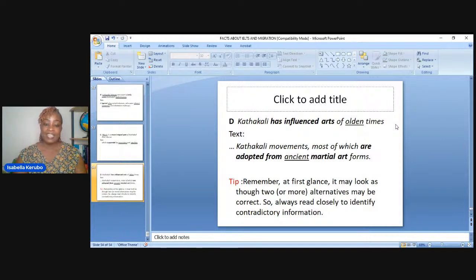All right. And one thing you need to remember, at a glance, when you look at all these options given in this type of question, they may look as though one, two or three of them are correct. All right. So what you need to do is always read very closely to identify any contradictory information.